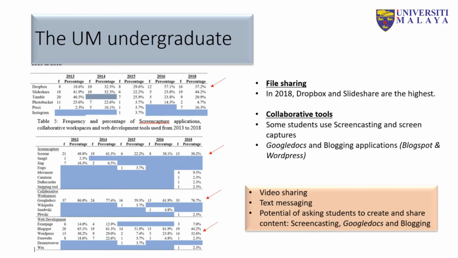There is the potential of using video sharing, I'm sure. Text messaging, WhatsApp, definitely. Students can probably even use Telegram, although Telegram didn't come out in 2018. I mean, it was not very popular. There were some, but not many. And there is also the potential, because students can do screencasting. PowerPoint, they probably are already doing it, and Google Docs and blogging. These are the potential technologies that we can ask our students to use.